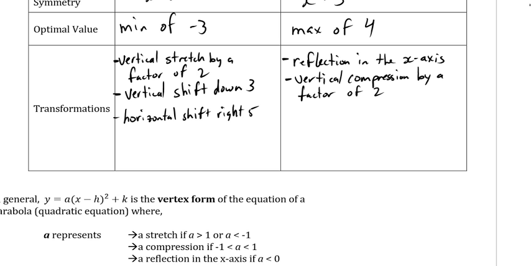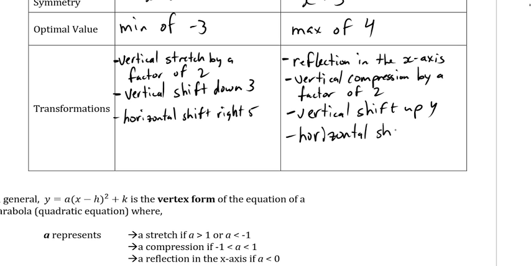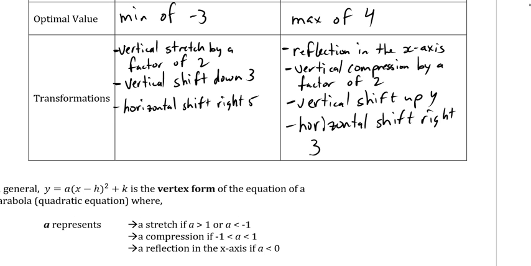Sometimes textbooks call that 1/2, so it would be fine to say 1/2 as well. Vertical shift up 4 and a horizontal shift right 3. Yes. Hold on, let me finish first.